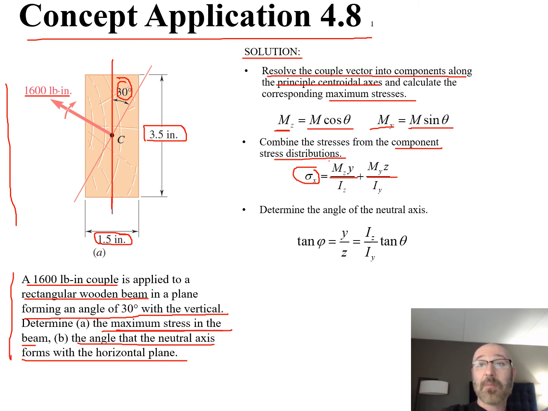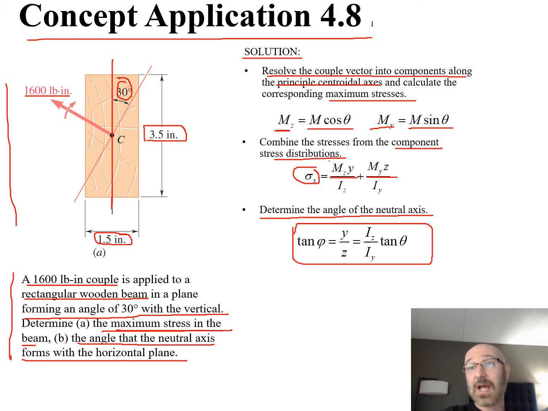Then in the second part, part B, our plan of attack and governing equation is going to come from determining the angle of the neutral axis. We have the tangent of phi is equal to y over z, which is equal to I sub z over I sub y times the tangent of theta. So that'll be our governing equation for part B to determine the angle of the neutral axis.